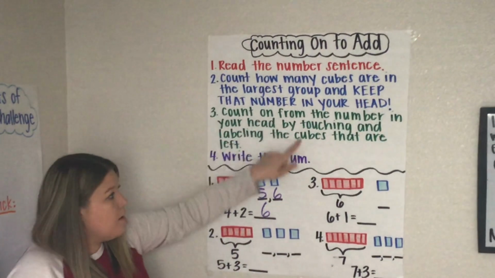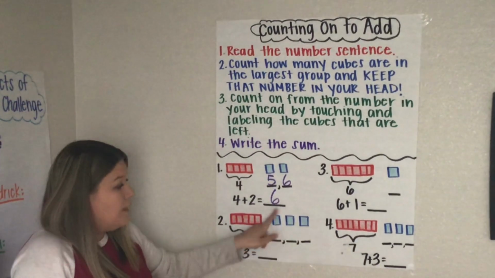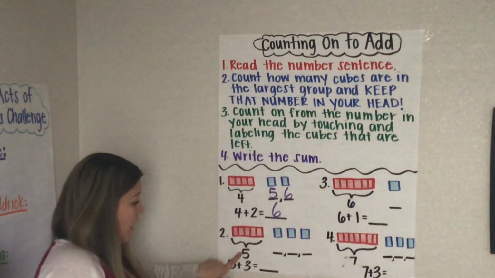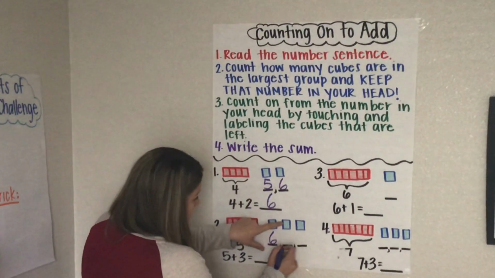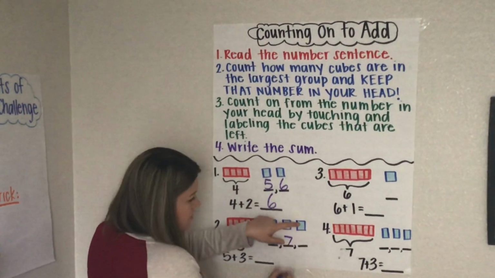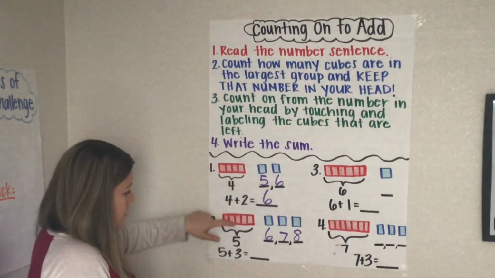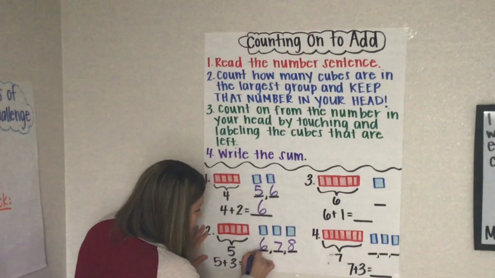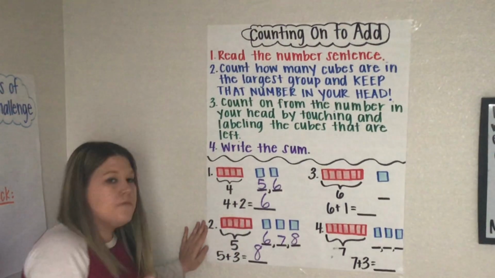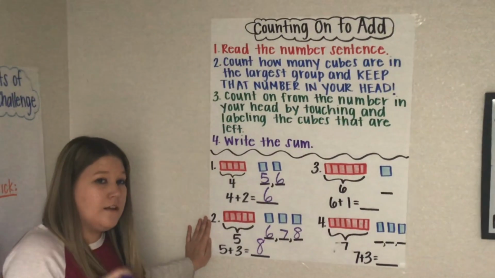Now I count on from the number 5 and label the cubes that are left. 5, 6, 7, 8. So 5 plus 3, 1, 2, 3, equals 8. Now let's see how you do on a few by yourself. I'll be touching in to help you out.